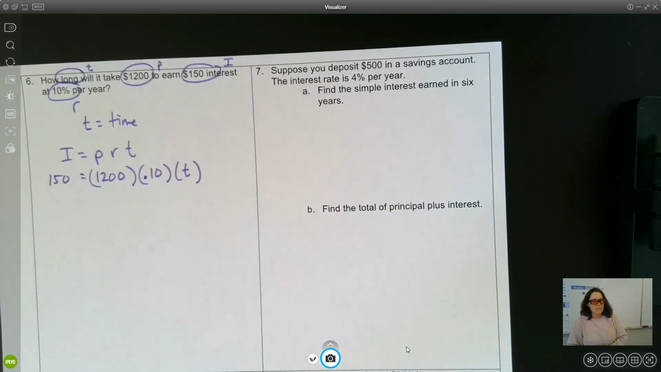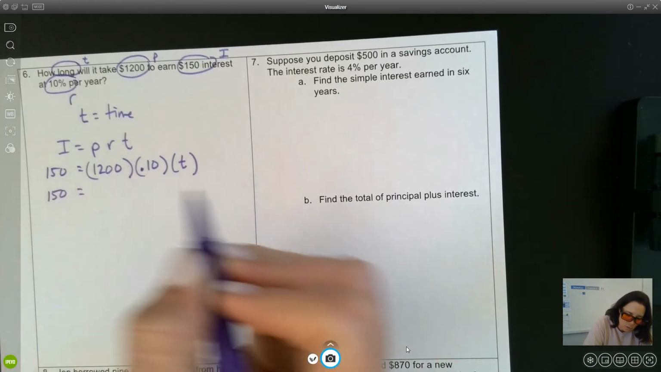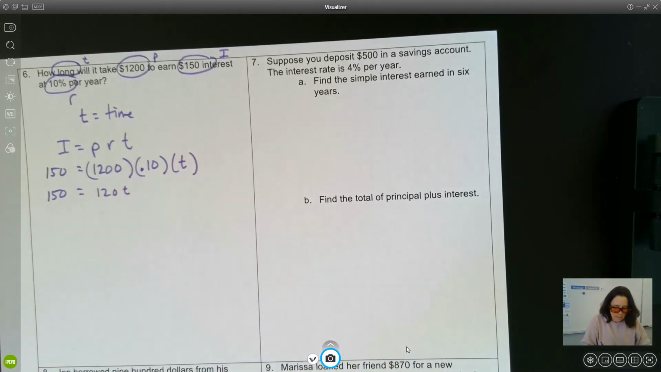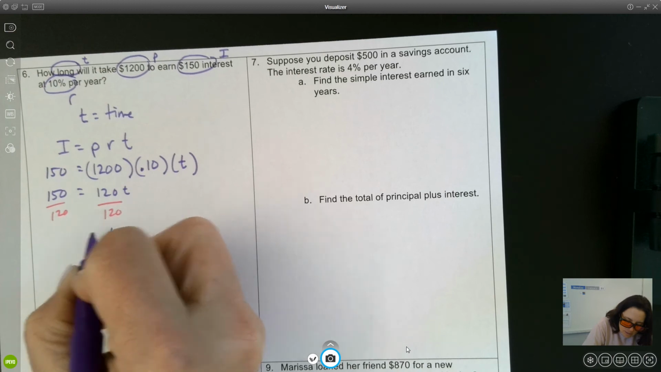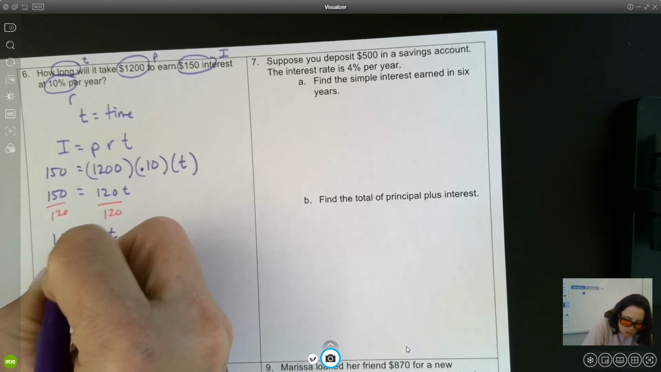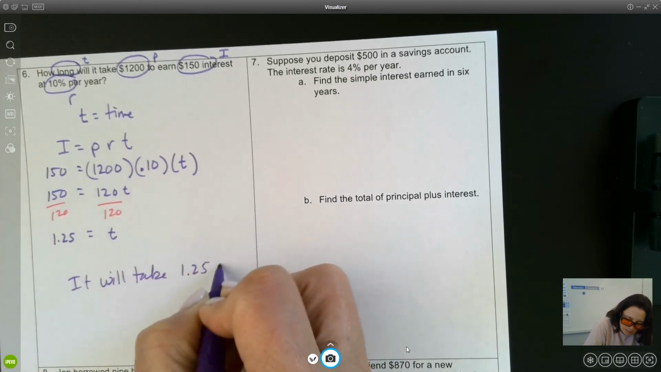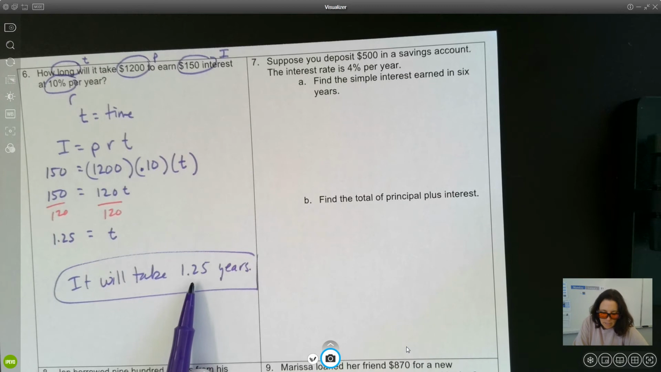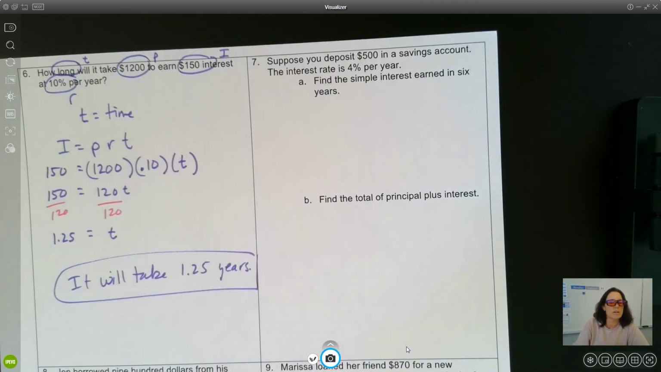T. Okay, to solve this, you multiply these two first. So 150 equals, that comes out to be 120T. Divide by 120. T equals 1.25. So it will take 1.25 years. Okay, so after a year and 3 months, you will have made $150 for your $1,200 just sitting there somewhere.